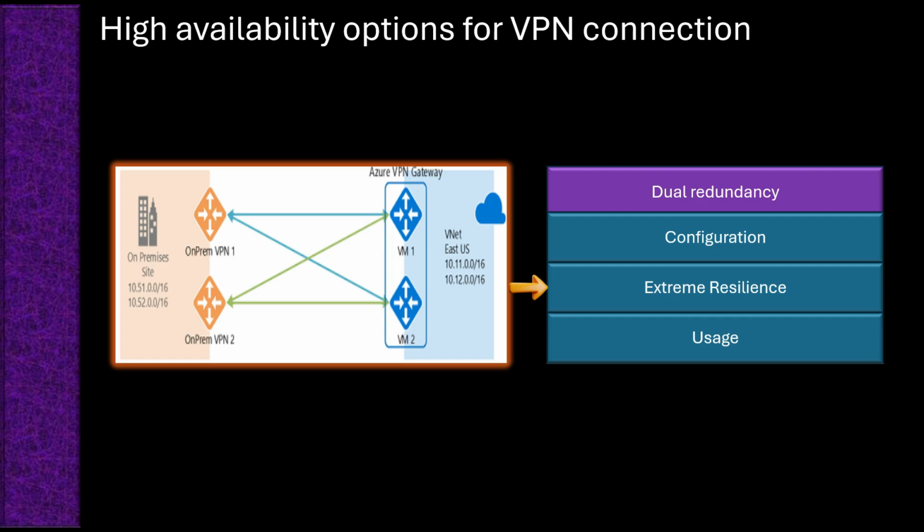Remember, you will need 2 separate local network gateways in Azure, one for each on-premises VPN device. Each local network gateway will connect to both Azure gateway instances and establish the 4 required tunnels. This dual redundancy active-active configuration is ideal for applications that require high availability and resilience.